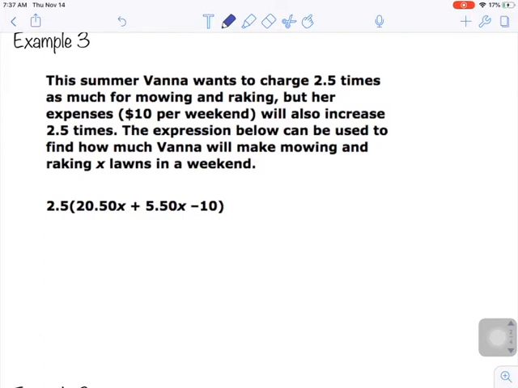So there's two ways that we could solve this. One, if you wanted to do the distributive property first, you could distribute this 2.5 to everything inside the parentheses, and then you can combine like terms, or you can combine like terms first. So if we were to do that inside the parentheses, we can combine the two x's. So we would have 20.50x plus 5.50x. So you would end up with 26x minus 10.